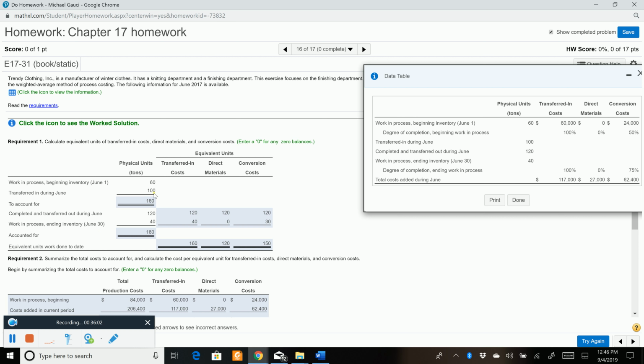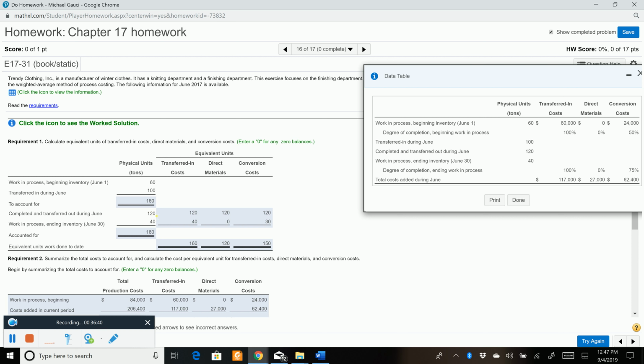Out of that 160 units that we need to account for, we know that 120 units were completed. So if we have 160 units to account for, and we know 120 units were completed, that means the other 40 were still in the assembly line somewhere at the end of the month. So that would be the ending WIP. After we account for the physical units, which we just did, the second step is to convert the physical units to equivalent units.